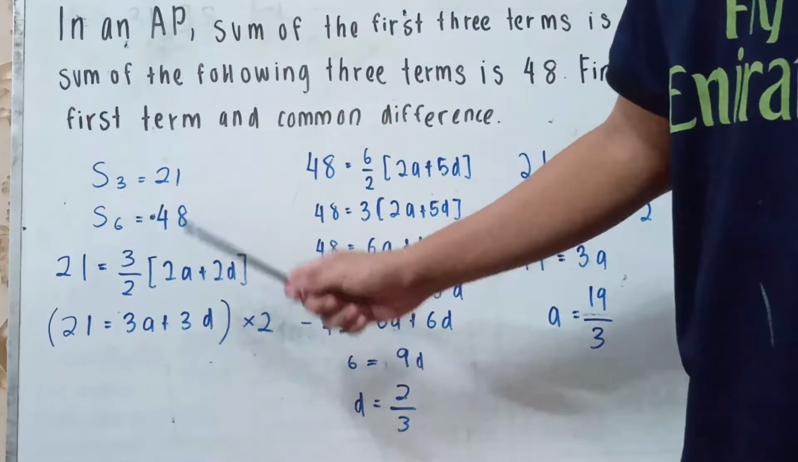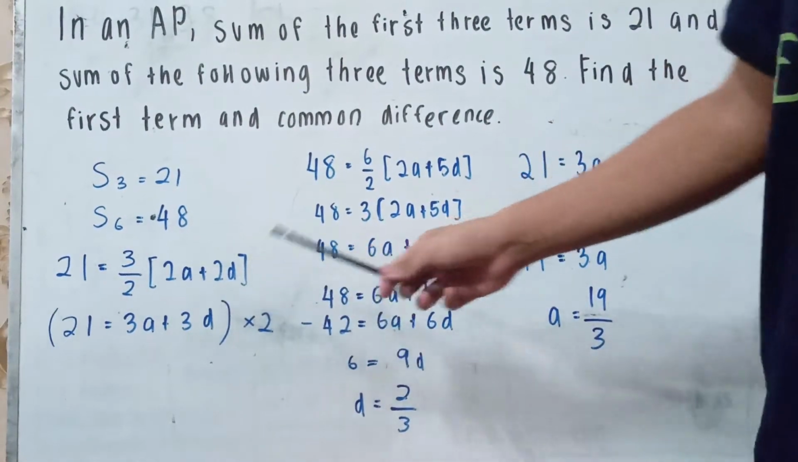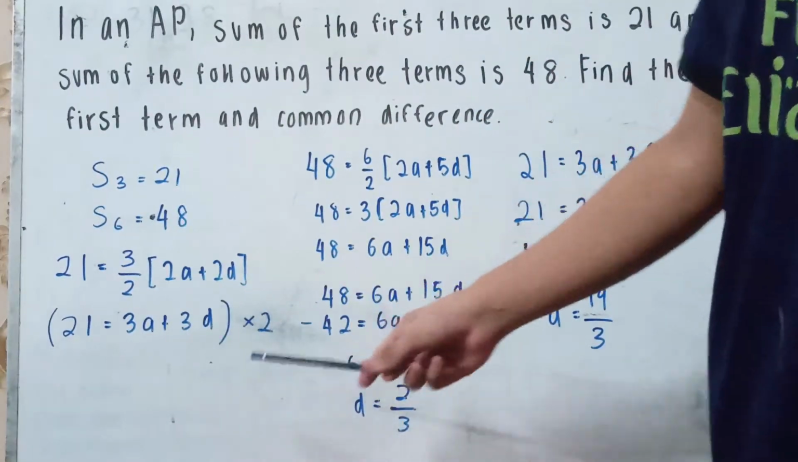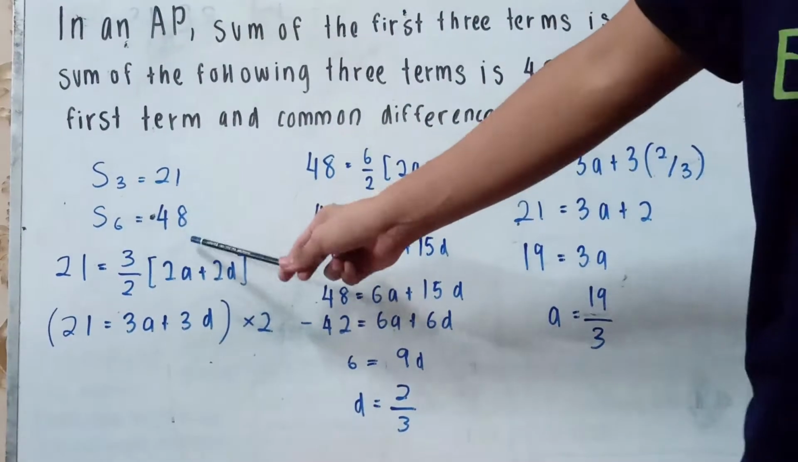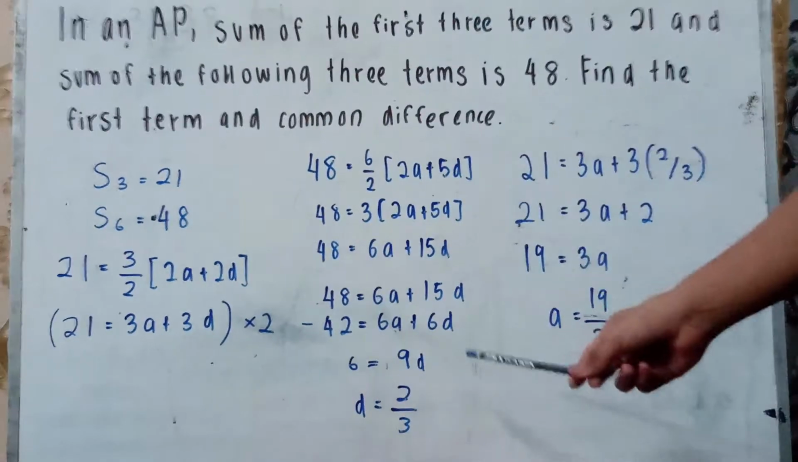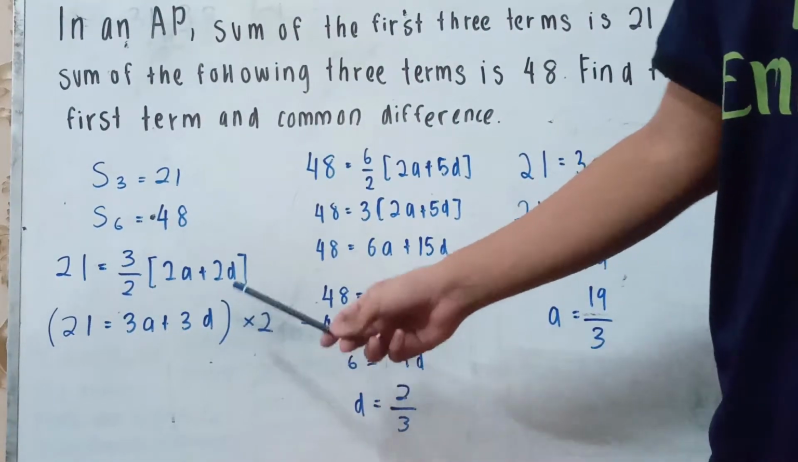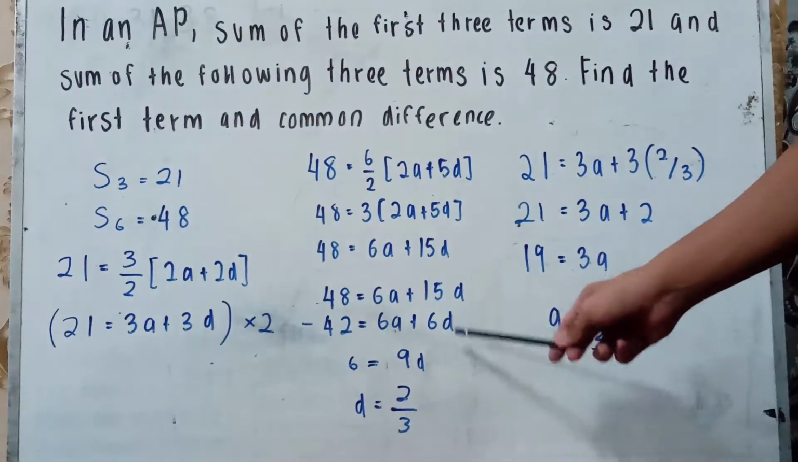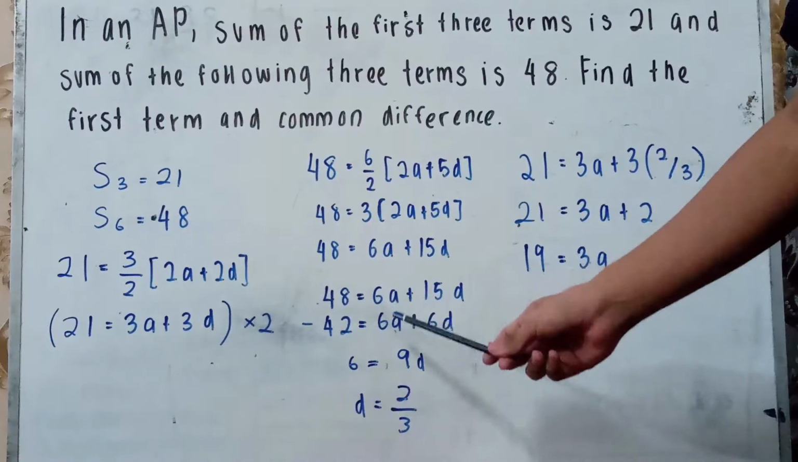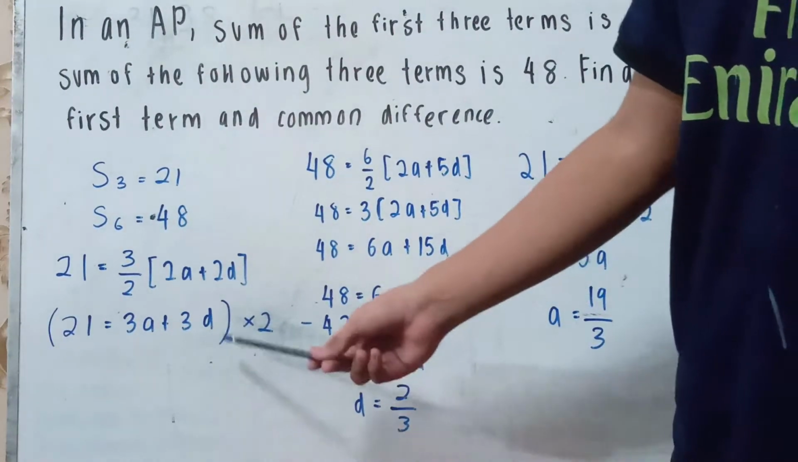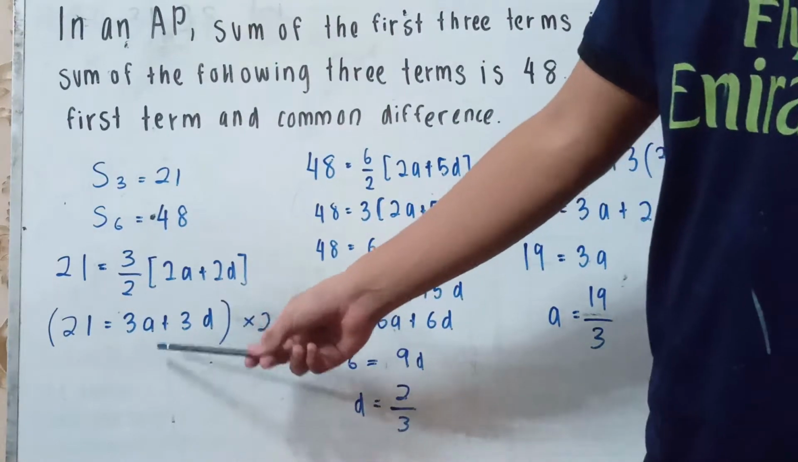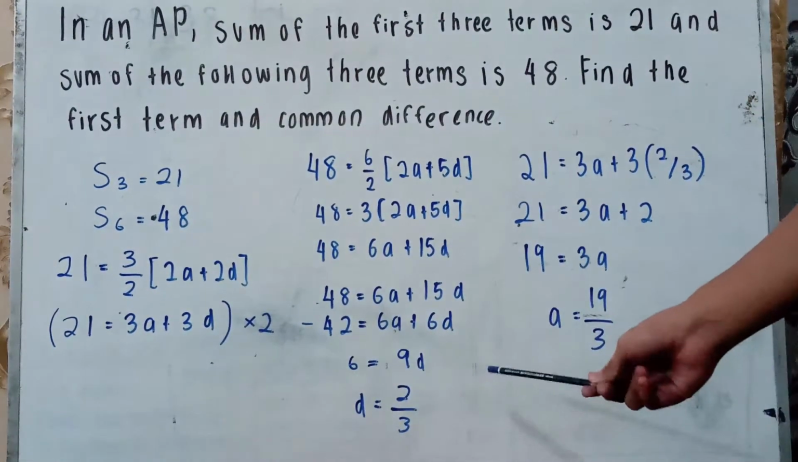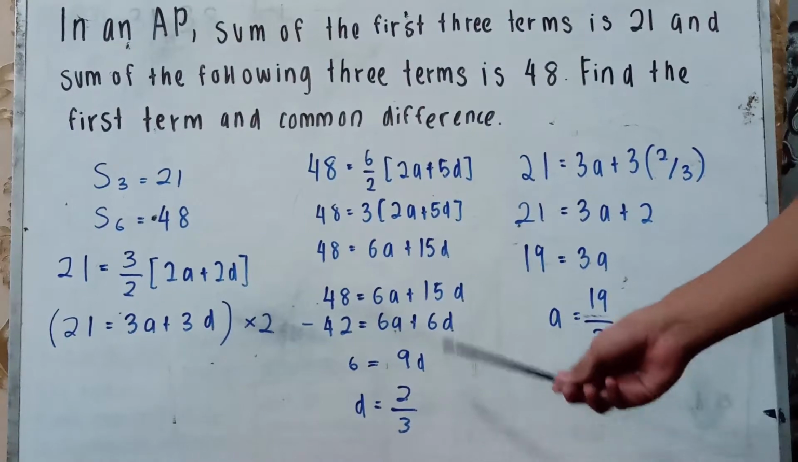Once you state it into the formula, you will get 21 equal to 3A plus 3D. Same goes to S6 equal to 48. Why do I times 2? Because we need to determine which terms we need to eliminate in order to find the value of D. In this question, it's easy to find the D if we times 2 and eliminate A. Once I eliminate A, I get 6 equal to 9D and I get D equal to 2 over 3.